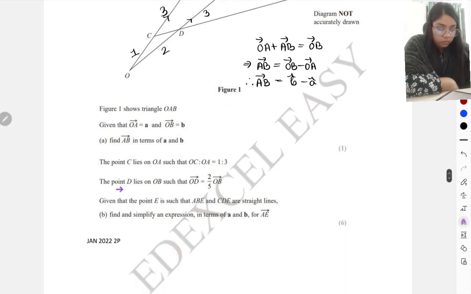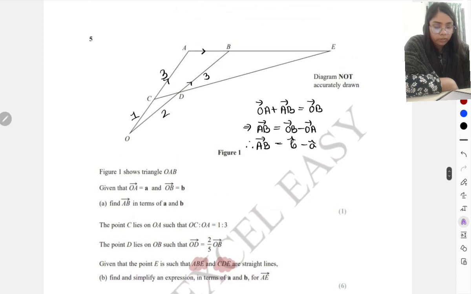Finally, we'll move on. Given that the point E is such that ABE and CDE are straight lines, we certainly are aware that these parts are obviously going to be a very important part of our maths, right? So we'll find and simplify an expression in terms of A and B for AE over here. Okay, so we have to use all these concepts to find two expressions for AE. Let's see in how many ways we can find two expressions for AE. First one is that we can focus on ACD, right?